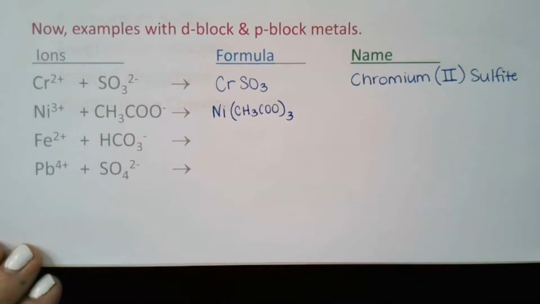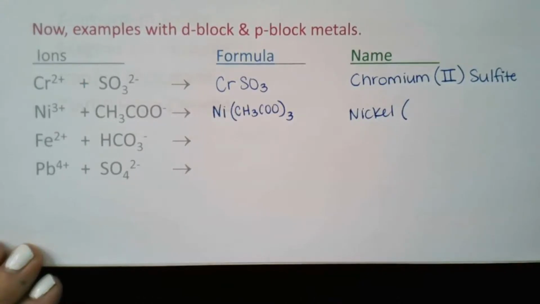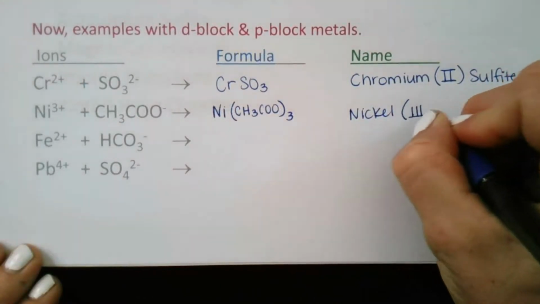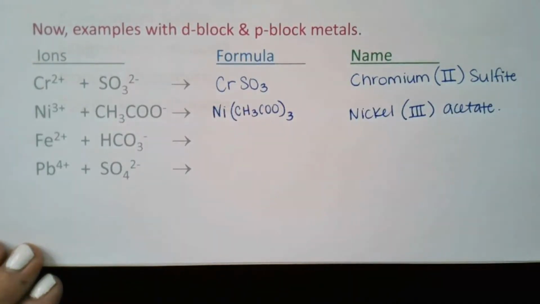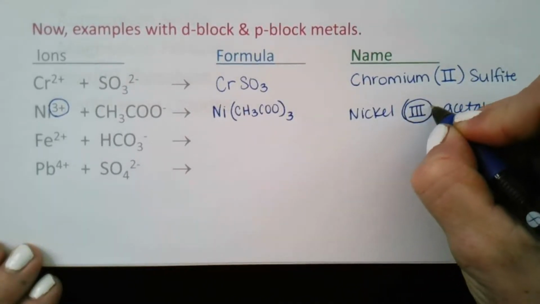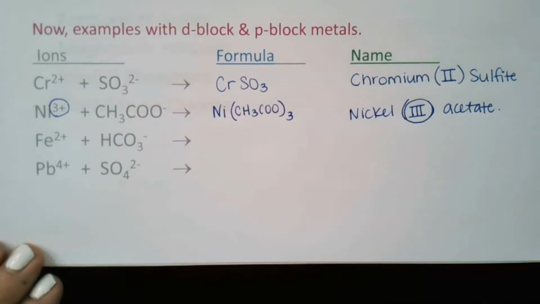And then we call it nickel, but don't forget we need our parentheses there, nickel 3 acetate. The important thing to remember here is that the 3 plus from nickel is where we get the 3 in our parentheses. Those two coordinate. Two more left to go.